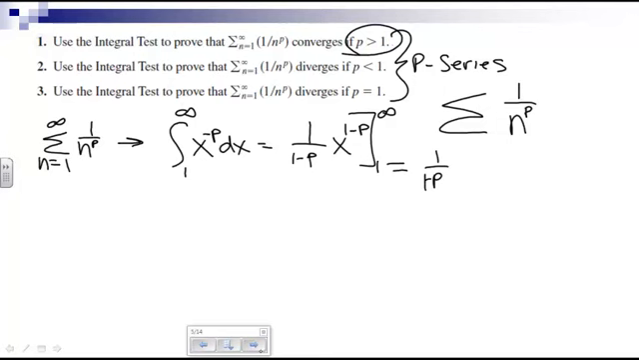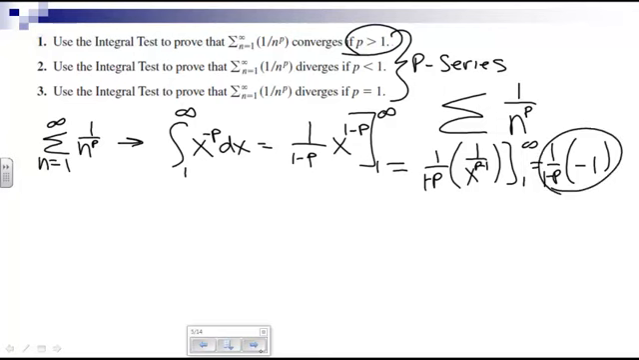1 over 1 minus p times 1 over x to the p minus 1 as evaluated from 1 to infinity. And then when I put infinity in here, and when p is greater than 1, this ends up being a really large number in the denominator. This whole term goes to 0, and the only thing that we're going to have left is the stuff that's coming from the low end. When p is greater than 1, this number is finite. When p is greater than 1, that series converges.